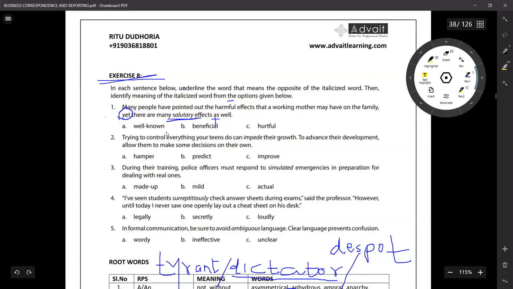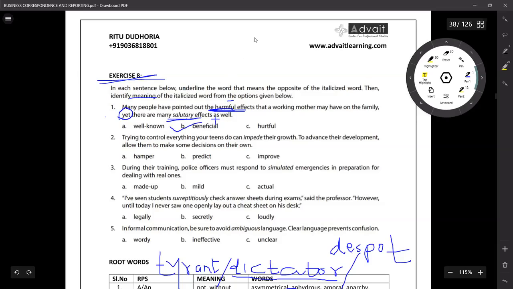So what is the meaning of, sorry, underline the word that means the opposite of the italicized word. Okay, so the opposite of the italicized word will be harmful. Okay, I have underlined harmful. Now, tell me the meaning of the italicized word. What is the meaning of the italicized word? No, in the sentence, you have to underline the opposite. Opposite of salutary in the sentence is harmful. Then, from the options given below, you have to tell me the meaning. So, what is the meaning of salutary from the options? Which word is positive? Beneficial. Correct. Opposite of harmful will be beneficial.